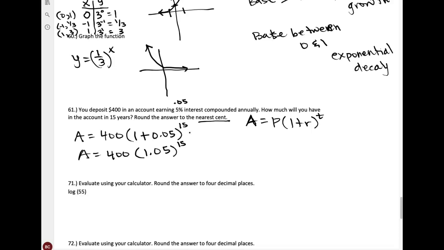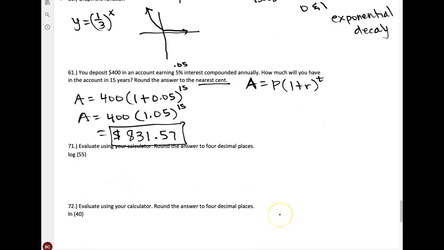Okay, so when I put that in, I end up with $831.57. Because it says to the nearest cent, so I need 2 place values. Okay, and that would be my answer.